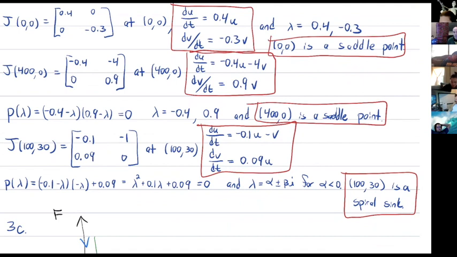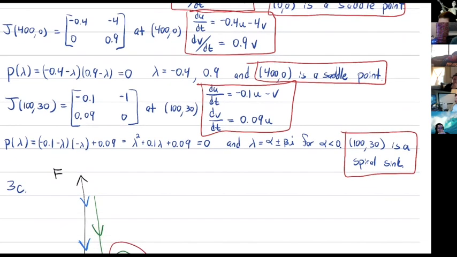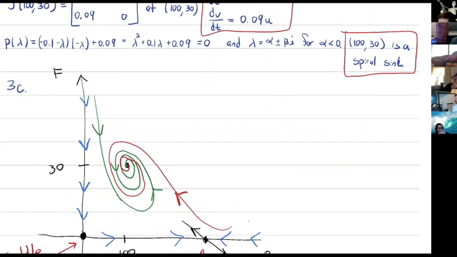And so the question that I got was mainly, how do we piece all of this together to draw the picture? You guys are welcome to ask me to go back and check over any of this other stuff, but at least how I understood the question was, okay, I understand the linearization and how to classify these points, but how do I draw the picture when I have 3 different equilibrium points? And so the picture is down here.